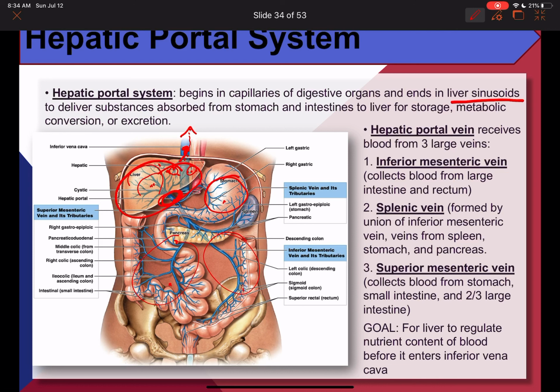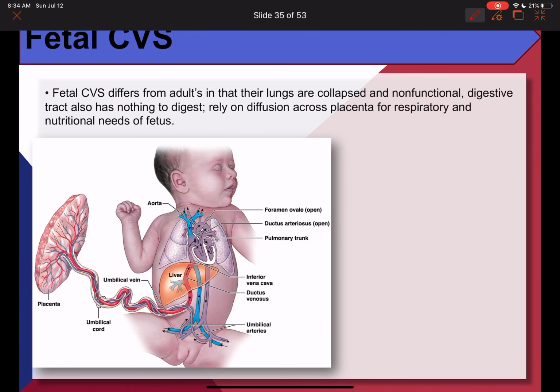Again, the goal of the hepatic portal system is to regulate the nutrient content of blood before it enters your venous circulation via your inferior vena cava. And the last unique type of circulation we have is called the fetal circulation, where the way things work for babies when they are still in the mother's womb works very differently from when they are born.